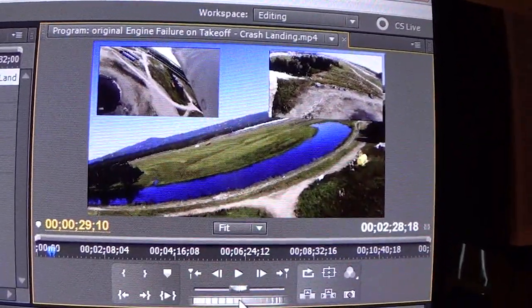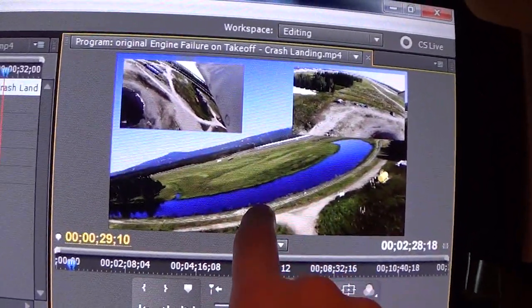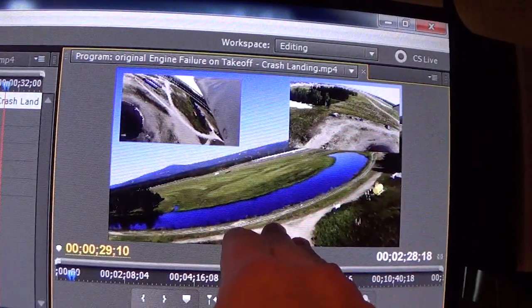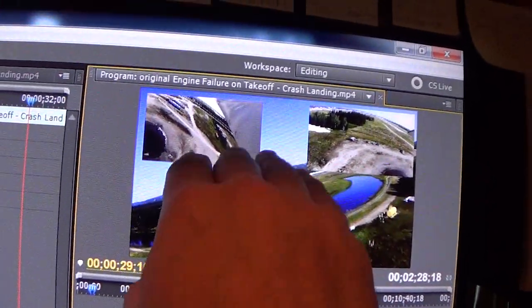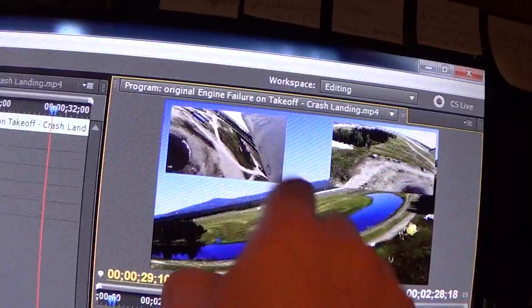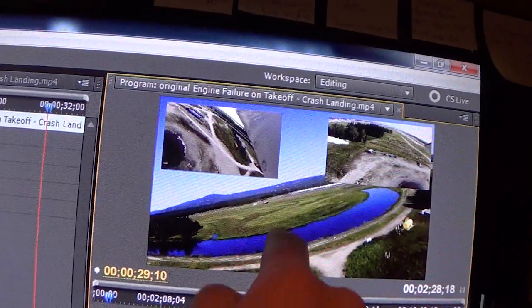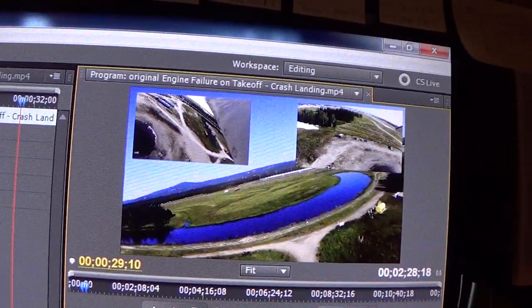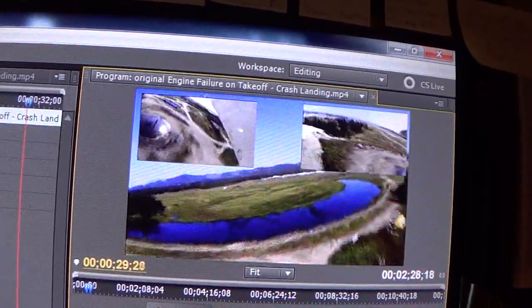Can you see that? Look, do you see how right here in the forward view, he's banked to the right? And then in the rear view, it appears as if he's banked to the left. That's because they're reversed. This is looking forward, this is looking backward. Okay, so if you watch, look.